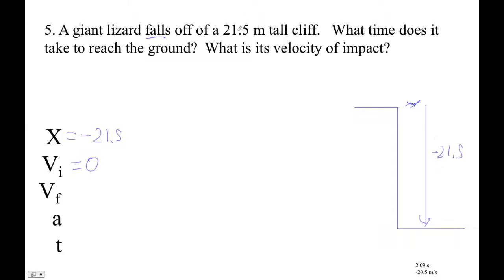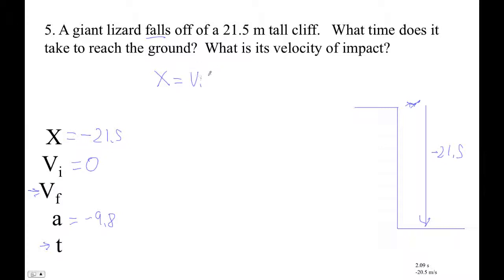Whenever you start at the top of a cliff and go down, it's going to be negative, right? And then our acceleration is negative 9.8, right? And then we just need to find this. This will be our velocity of impact. That'll be our time, right? Okay, so to find time, let's find the time. I'm going to use this guy.